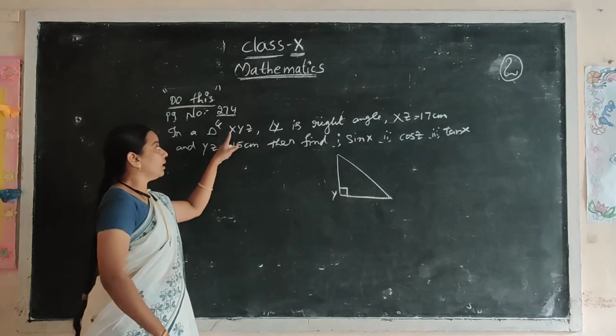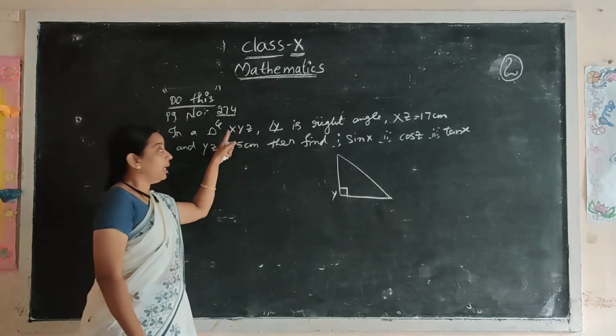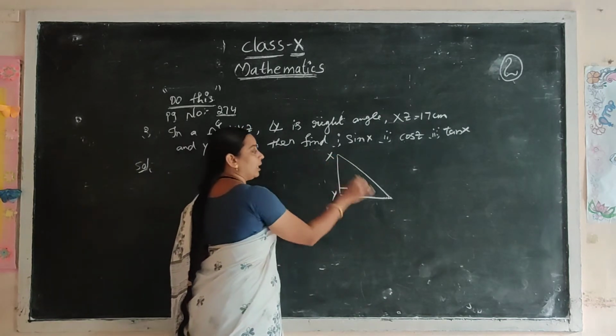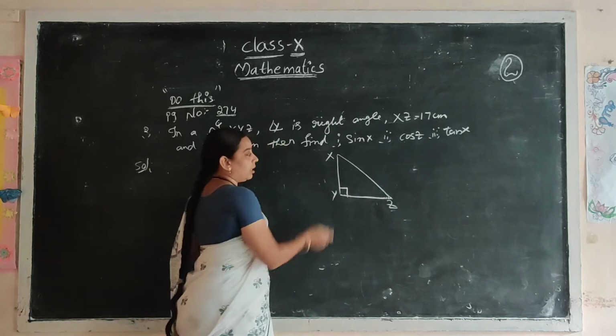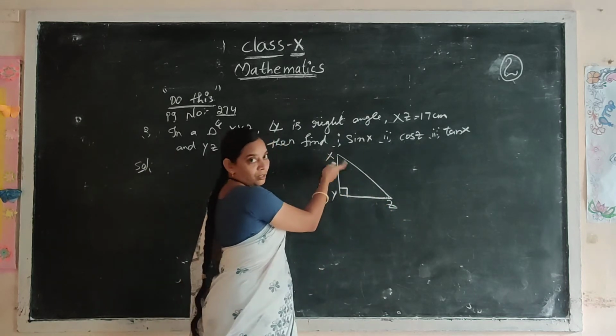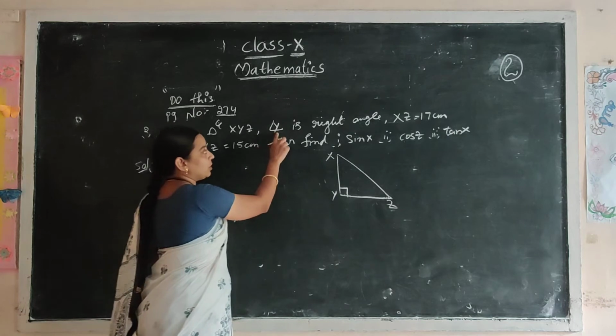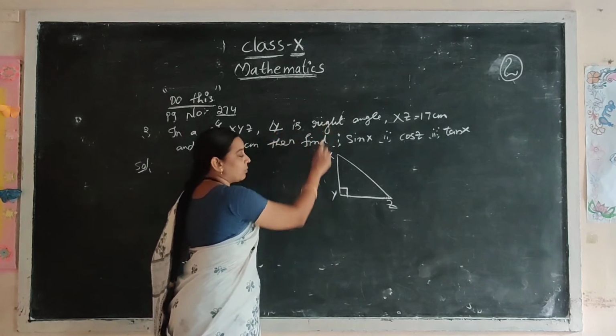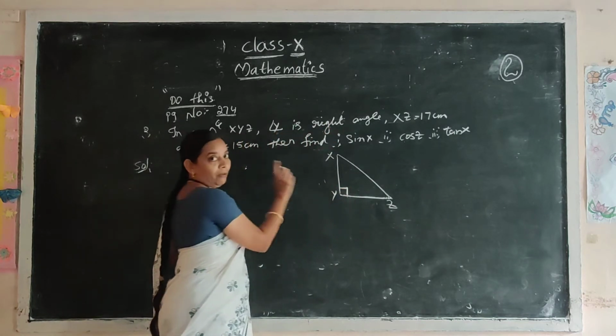Of the remaining letters in XYZ, X and Z are the remaining ones. As you wish, you can select X here and Z there, no problem. But here it is mentioned that Y is at the right angle, so that's why here we should use only Y.